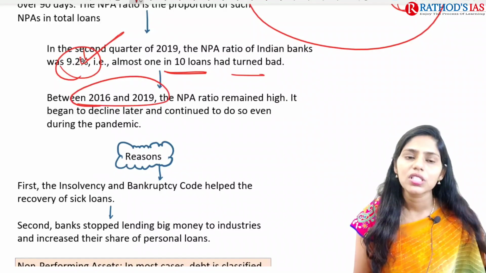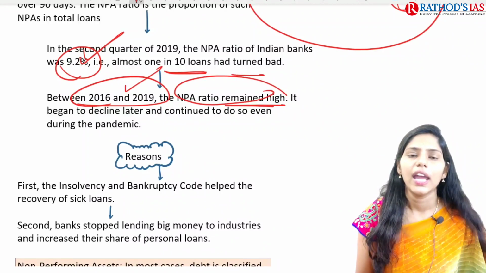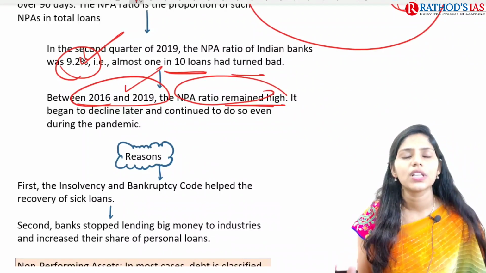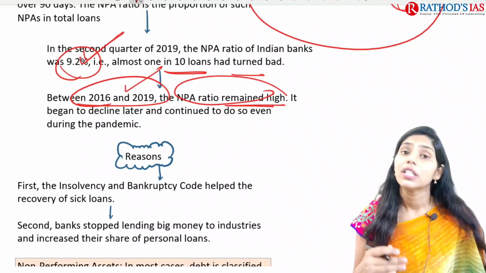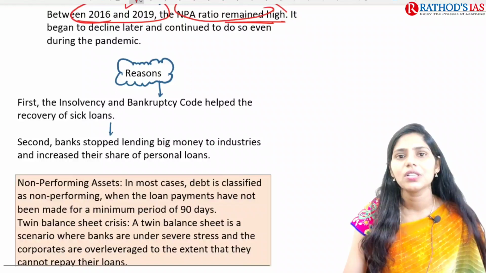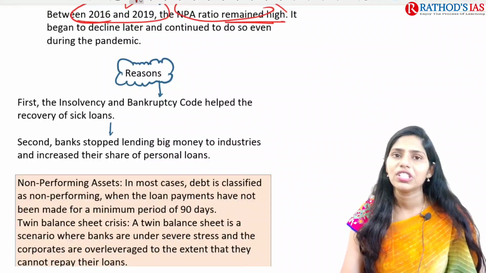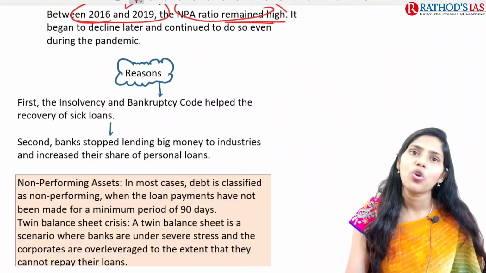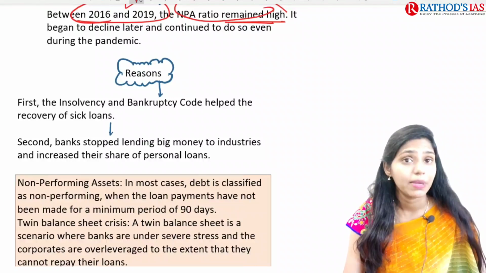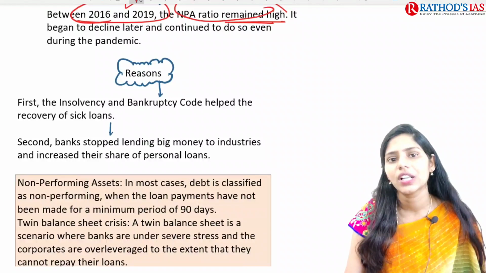And between 2016 and 2019, the NPA ratio remained high, and later on, from 2019 onwards, we can say there is a decrease in NPAs. And what might be the reasons? The first important reason quoted in this article is the efficiency of the Insolvency and Bankruptcy Code, that is the IBC code. The IBC code helped to recover the sick loans.